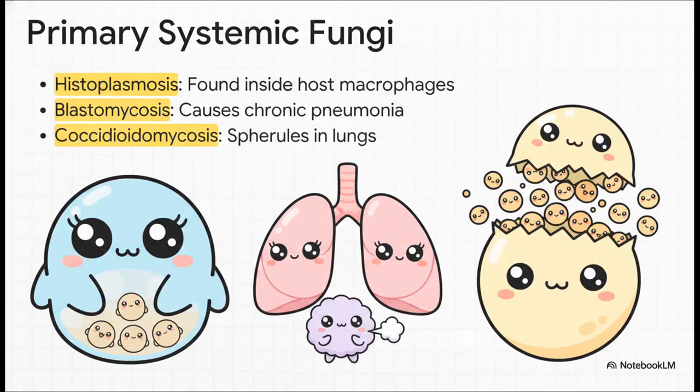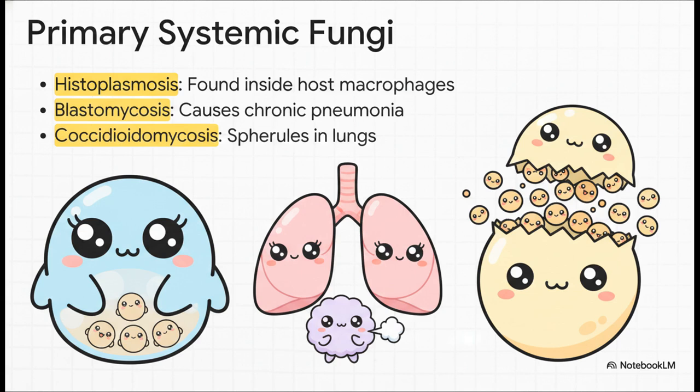So who are the main characters here, and what are their microscopic clues? First up, histoplasmosis, caused by Histoplasma capsulatum. This one is an absolute master of hiding. If you look at a tissue sample, you'll actually find the fungus growing intracellularly, directly inside the host's own macrophages.